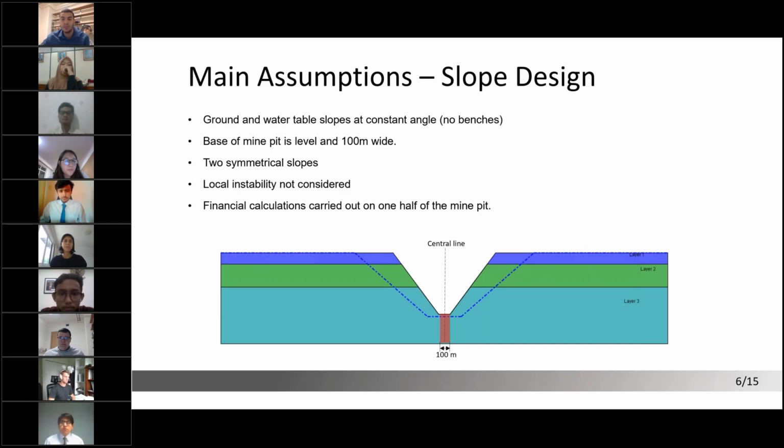Our slope design main assumptions were mainly made to make the financial calculations easier. So both the ground and the groundwater table slopes were at a constant angle, there were no benches, and a flat bottom surface. The base of the mine pit was 100 meters wide, which meant we could excavate all of the ore to that final depth. We did not account for local instability, and we modeled 2 slopes in flat to account for any surcharge effects that the opposite slope would have.